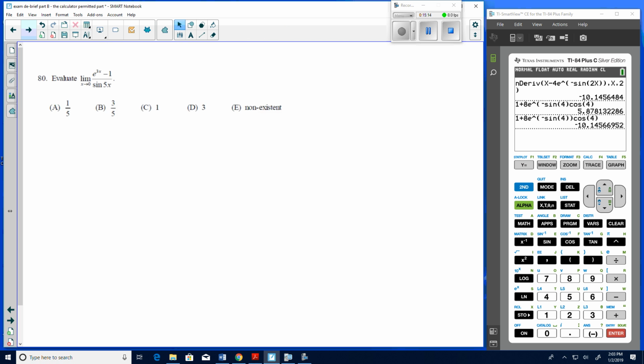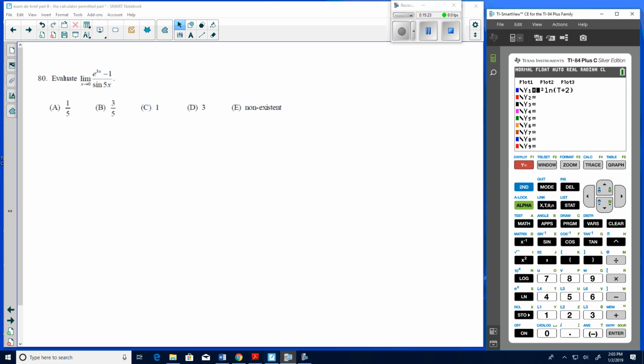Number 80. This is a limit problem. The numbers look pretty simple. We could do this on our calculator, I suppose. If I just go into y equals and dump this function in, e to the 3x, take away 1. Remember, you probably did this in pre-calculus, divided by the sine of 5x. I guess I didn't need a pair in there.